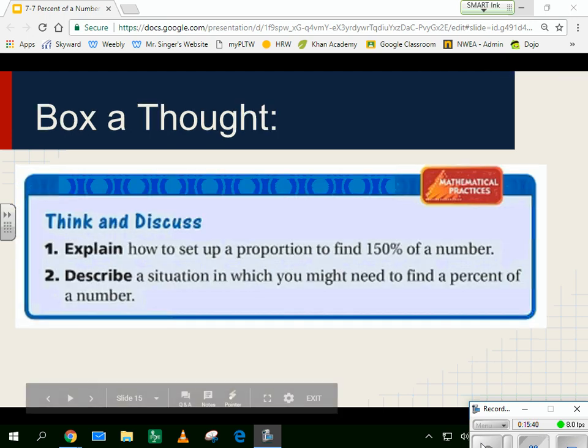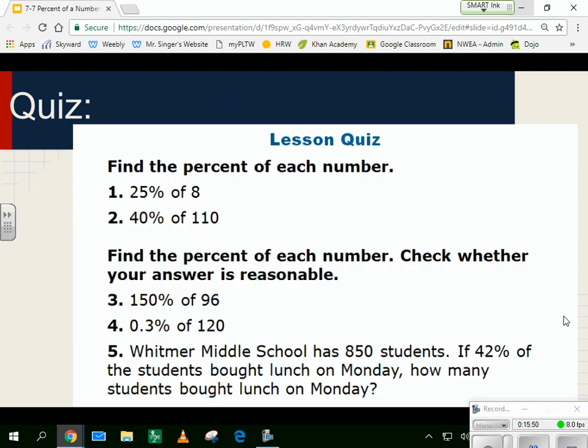Here is your box of thought. Take your time to make sure you get good answers for these two, and then come back for the quiz. And here's your quiz. 5 problems. Go ahead and take your time, show your work.